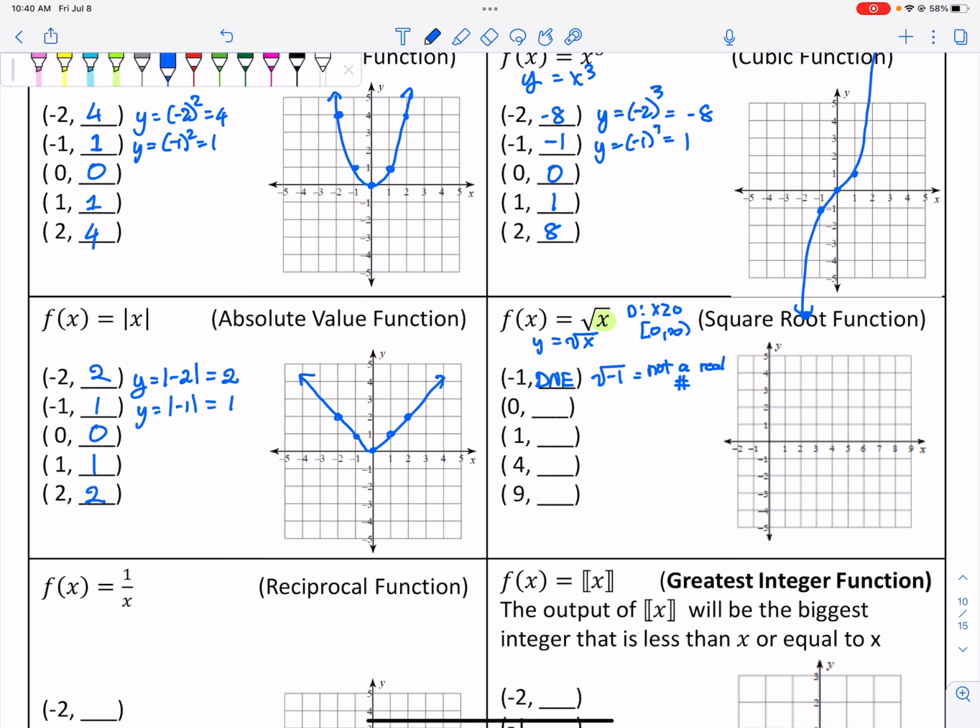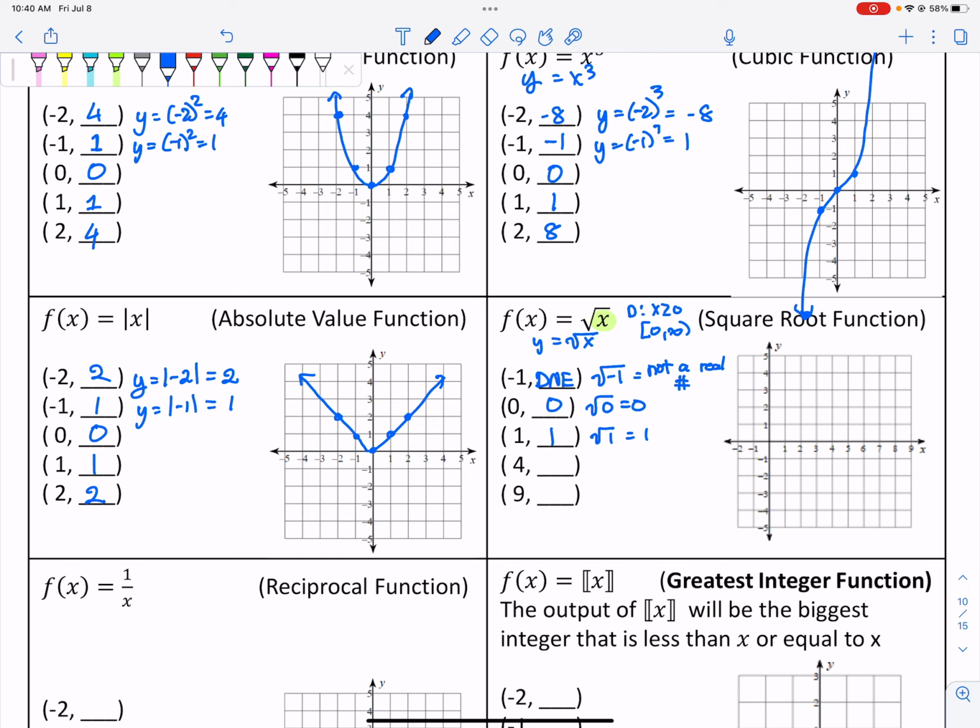So let's start with 0. The square root of 0 is going to be 0. The square root of 1 is going to be 1. And then we want to pick values that we can easily take the square root of. If we were to pick the value of 2, we don't really know what the square root of 2 is. We just know that's 1 point something.